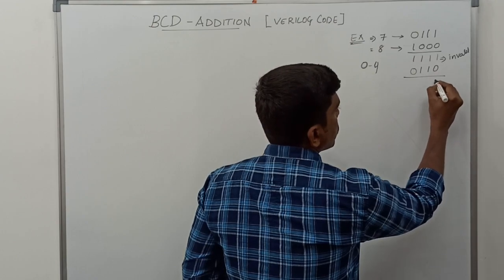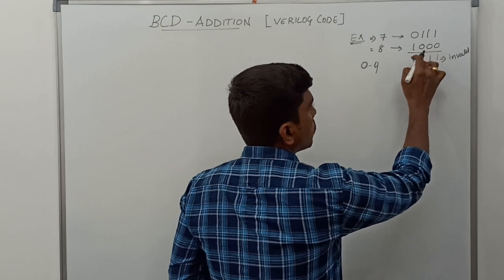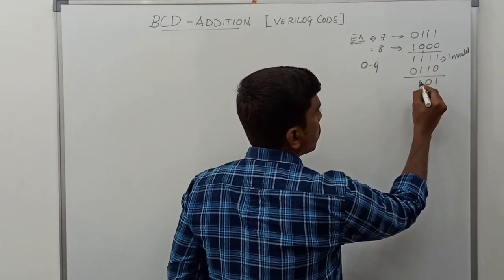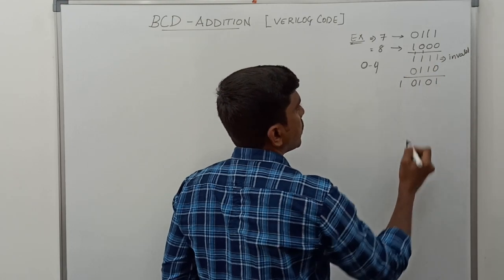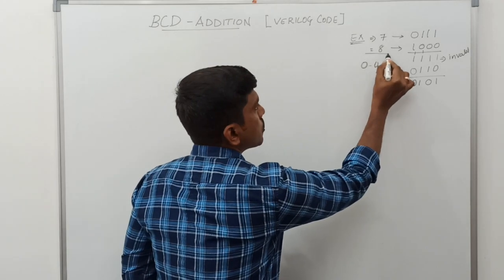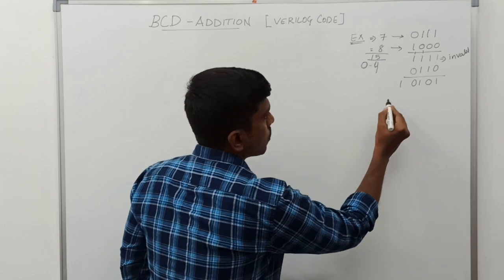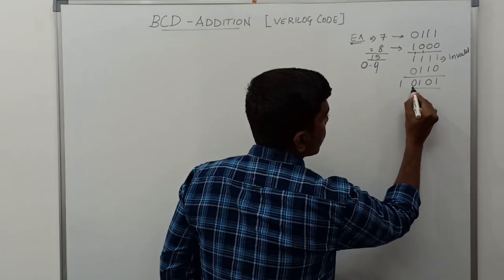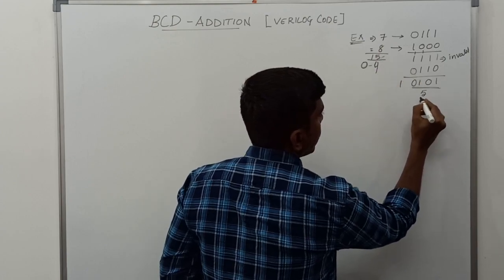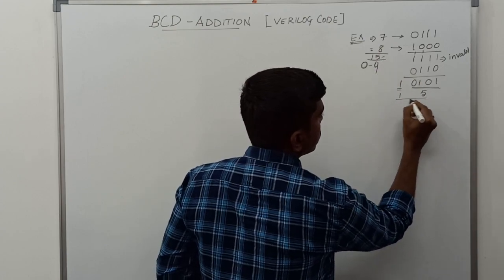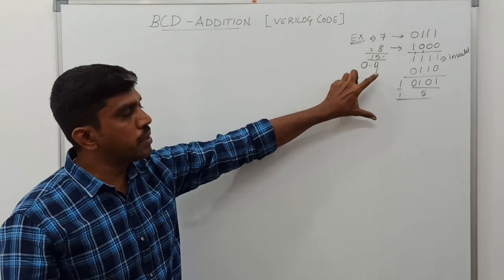So 1 plus 0 is 1; 1 plus 1, sum 0, carry propagates to the next bit; then 1 plus 1, sum 0, carry value 1. You just add these two numbers, 7 plus 8, the result is 15. Here the least significant 4 bits are considered as the LSB value, so 5, and this one is 1. The result is 15. So this is the basic concept of BCD addition.